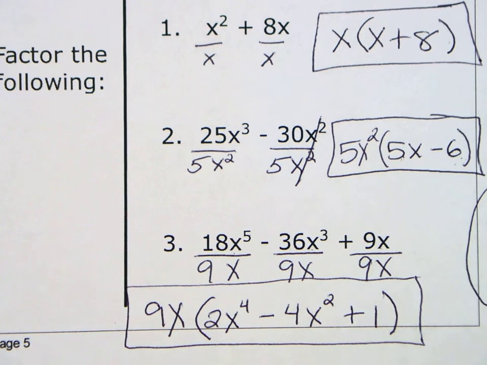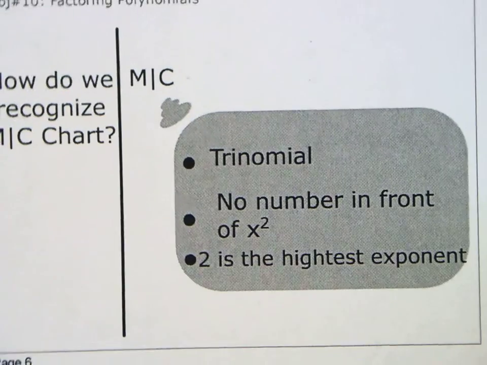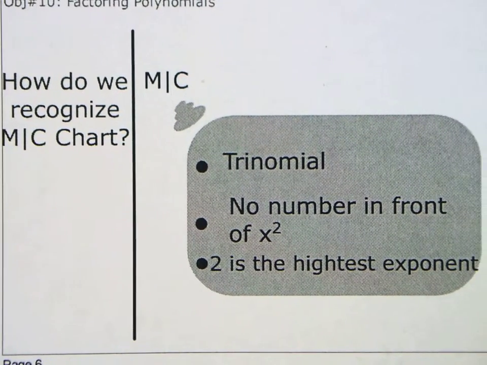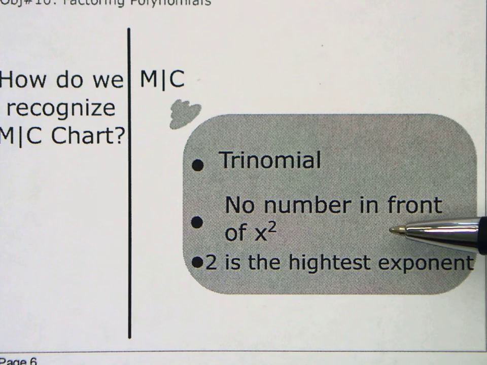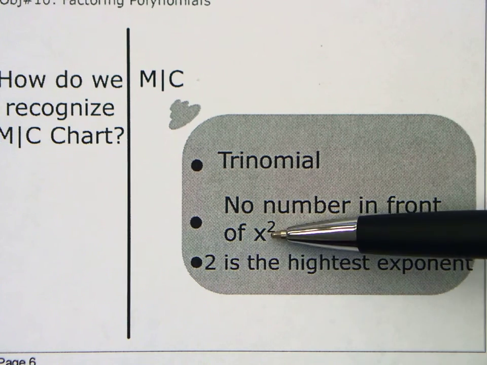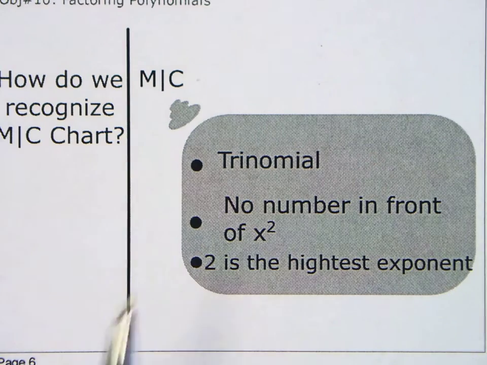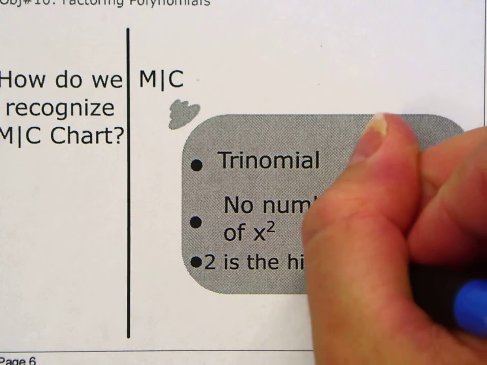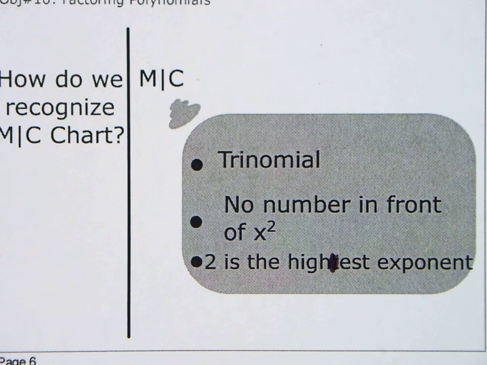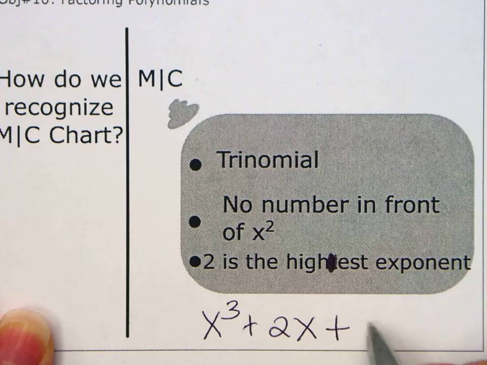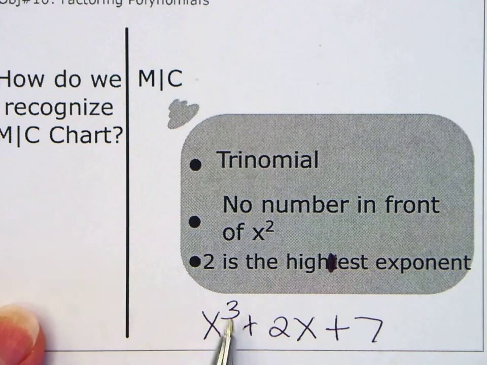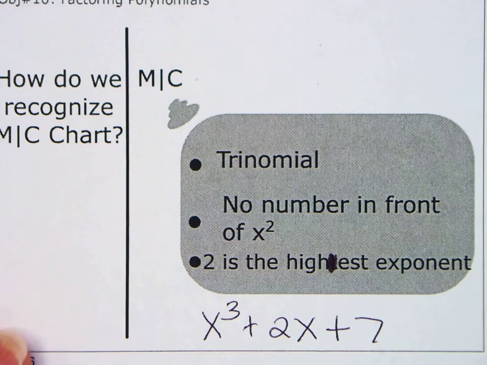All right, so that's the first type of factoring. The second type is our MC chart. How do we recognize an MC chart? It's a trinomial all the time. There's no number in front of x squared. That's super important. X squared, and there's no number in front of it. And also, the highest exponent is 2. If you had something like x cubed plus 2x plus 7, no. Even if this isn't even factorable, this is impossible to do. But because it's a 3, it doesn't work. It has to be a 2. Okay? Pause the video, write it down.